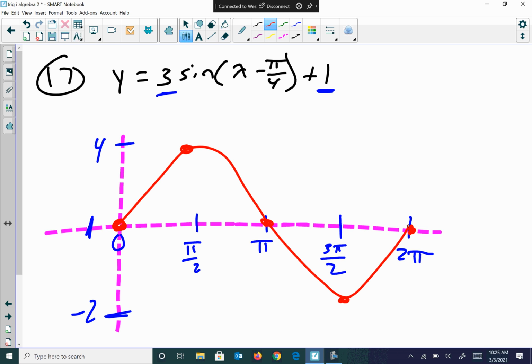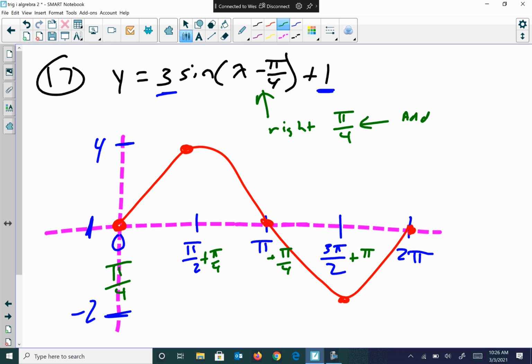Okay? Now let's take into account what this is going to do. This is going to go right pi fourths. Okay? It goes right because it's the same shifting pattern that takes place with anything else we've grouped with graphing. So this basically means if I go to the right, I'm going to add pi fourths to all of this. So 0 plus pi fourths, that means this is going to be pi fourths. I'm going to add pi fourths to this, to this, to this, and to this.